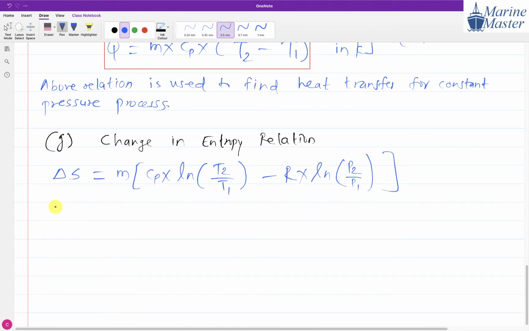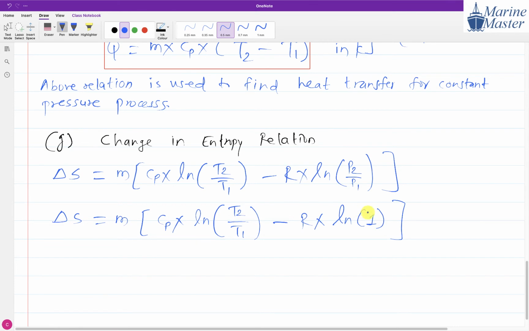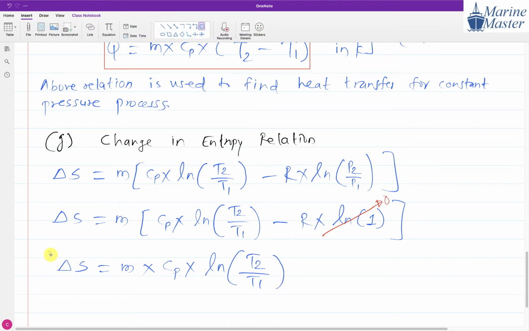So if you observe here, what we will have? m Cp ln T2 by T1 minus R into ln of what? What is P2 by P1 here? It is 1. So ln of 1, and what is the value of ln of 1? It is 0. So this term will become 0. So the relation of change in entropy, delta S for a constant pressure process, will be m Cp ln T2 by T1. Please write down this relation.